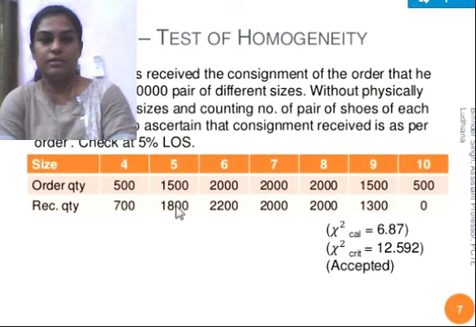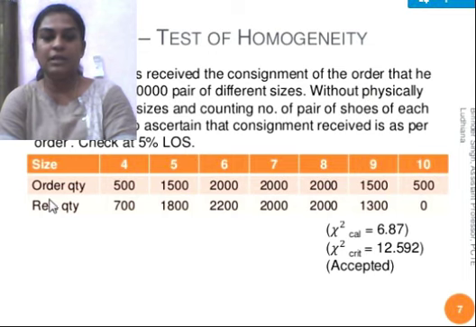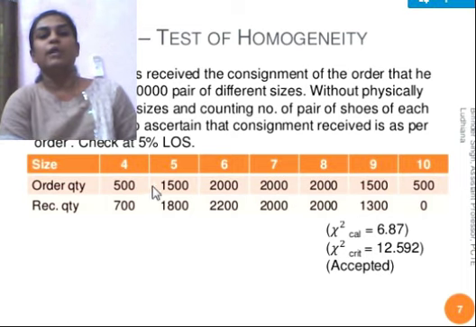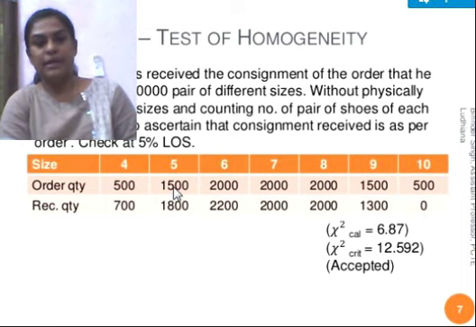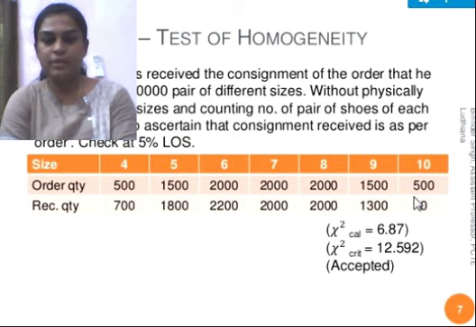See another example, related to a shoe seller. A shoe seller has received a consignment of the order that he had placed for 10,000 pairs of different sizes. Here the level of significance is 5%. See the order quantity and the required quantity. The order quantity is 500 and the required quantity is 700. The next order quantity is 1500 and the required quantity is 1800. It continues like this up to 10.